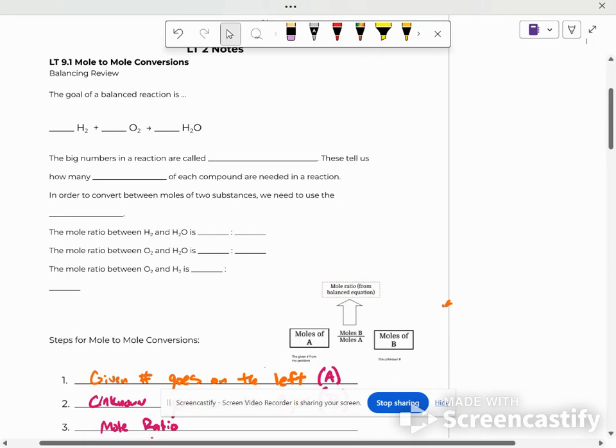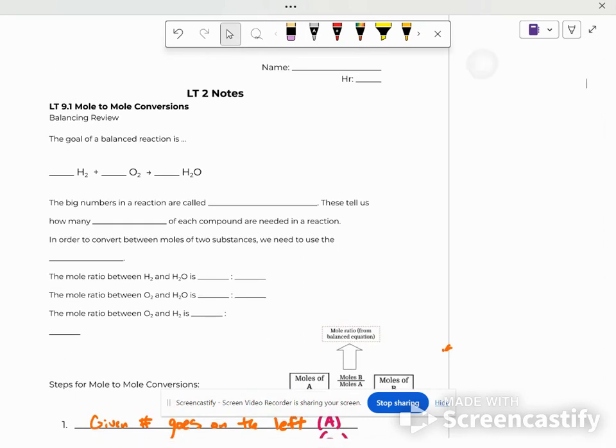Okay. We have just started Learning Target 9. Finishing balancing. The goal of balancing is to make sure that we have the same number of atoms on each side. We just got done quizzing on that, and here's kind of how you remember to do it. If you had two hydrogen, two oxygen, one oxygen, I would need a 2 there. That also would need a 2 there.